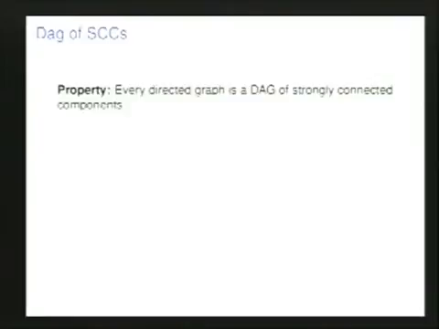Okay, so basically this is a property. Every directed graph is a DAG of strongly connected components. So how might we find the strongly connected components? Any ideas on how you might find it? Any ideas at all?